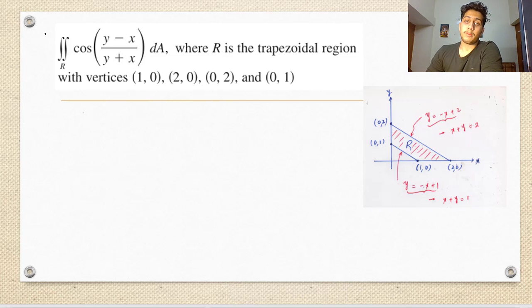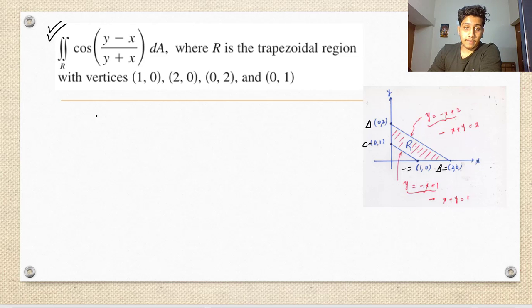So here's the question I'm going to solve today. We are provided with a trapezoidal region with vertices 1 comma 0, 2 comma 0, 0 comma 1, and 0 comma 2. We'll name the vertices for this region. Let's say vertex A is 1 comma 0, B is 2 comma 0, C is 0 comma 1, and D is 0 comma 2. For solving this problem, we'll assume two new variables.